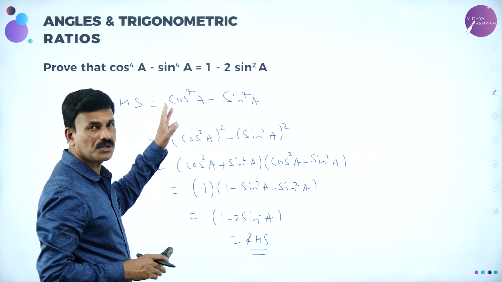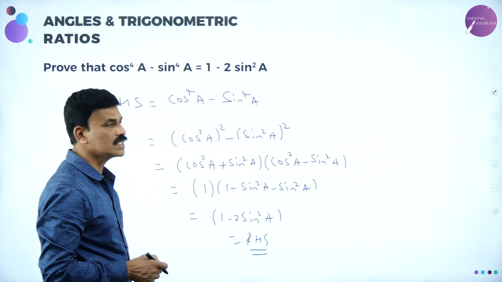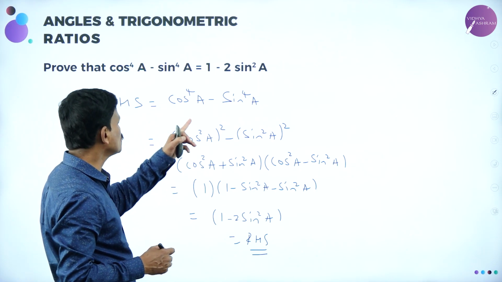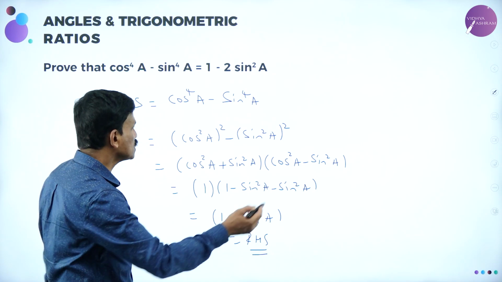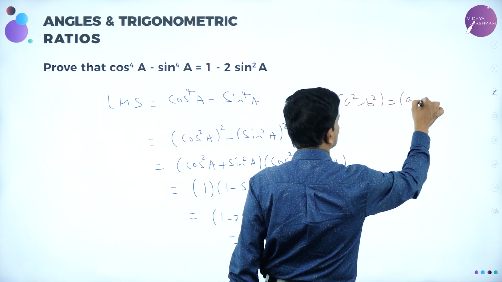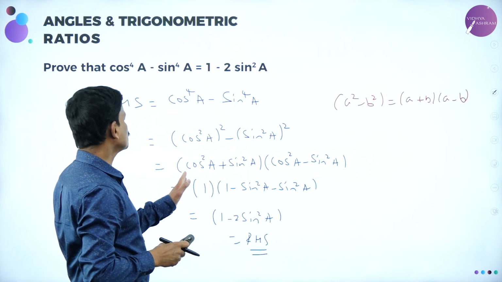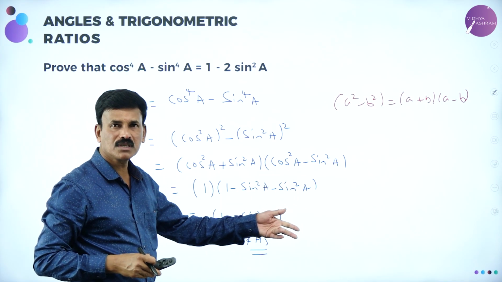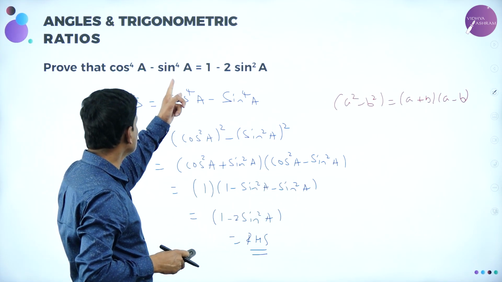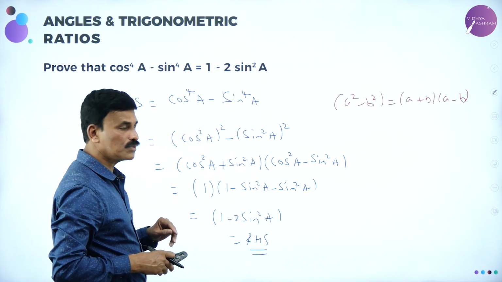See, cos to the power of 4 minus sin to the power of 4 can be written as cos square A whole square minus sin square A whole square. This is of the form A square minus B square. A square minus B square is A plus B into A minus B. So cos square A plus sin square A into cos square A minus sin square A. If you multiply cos square into cos square, cos to the power of 4, plus into minus, minus, sin square into sin square is sin to the power of 4.